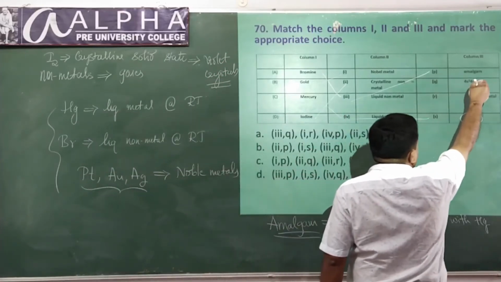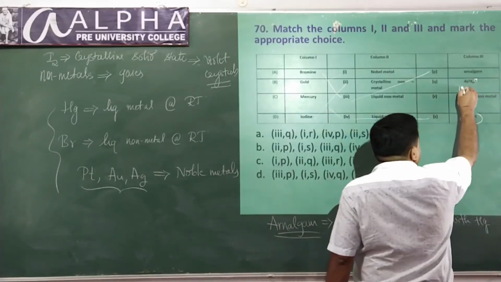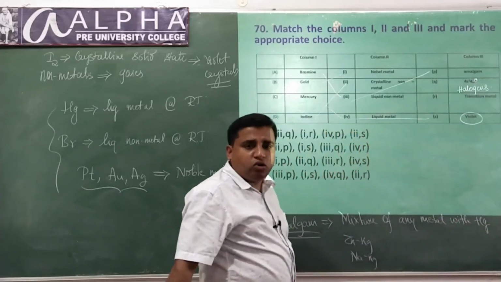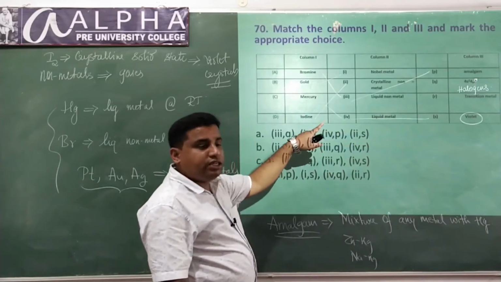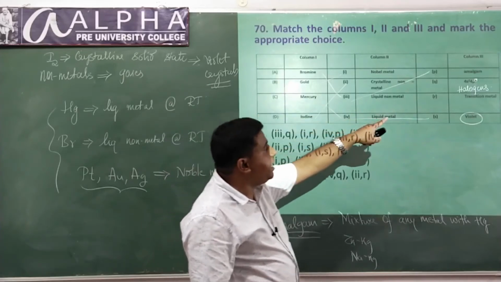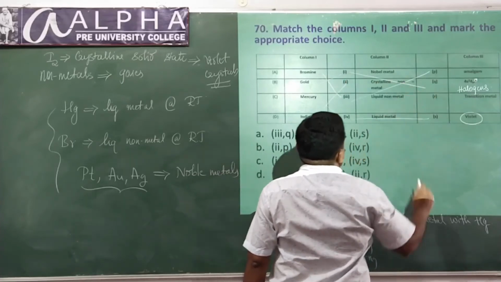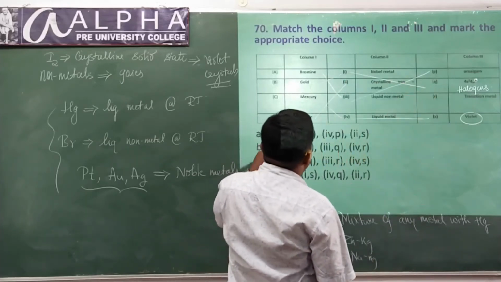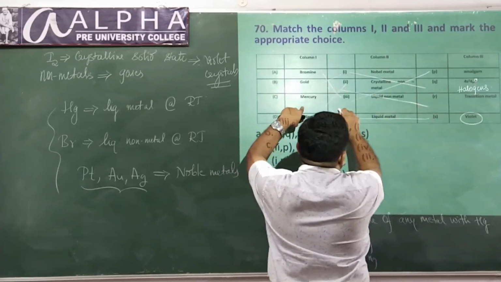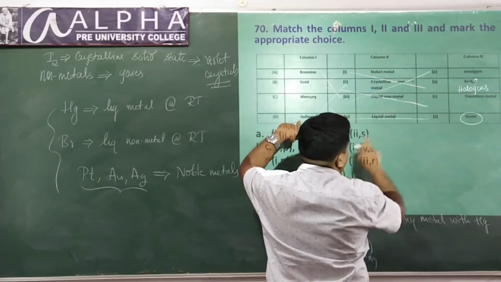4s2 4p5 is the general outer electronic configuration of halogens. Which is the halogen other than iodine here? Bromine, correct. Bromine is the halogen whose outer electronic configuration is 4s2 4p5. That means 1 is matched to Q. Gold is a transition metal. Amalgam, mercury. Bromine, halogen, is matched to Q, and iodine is violet.